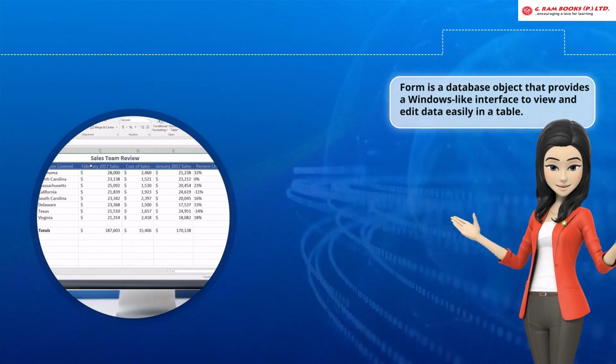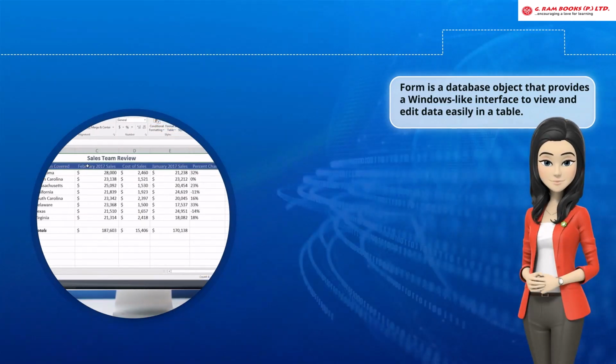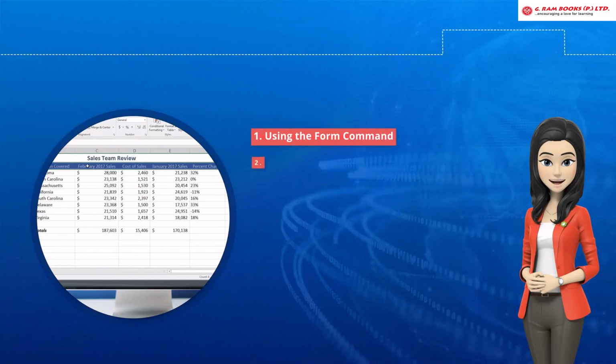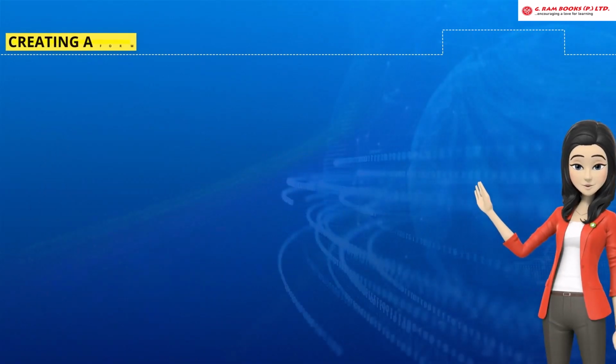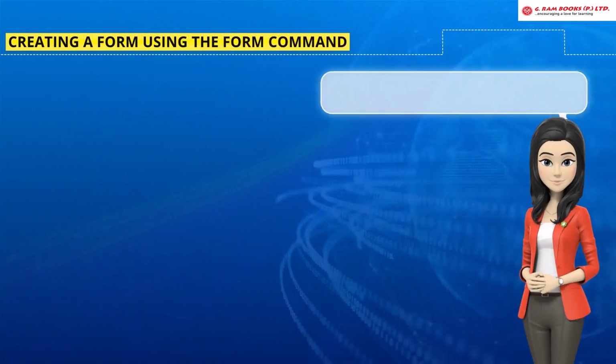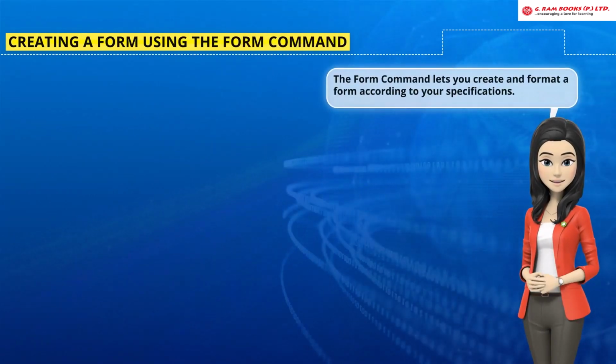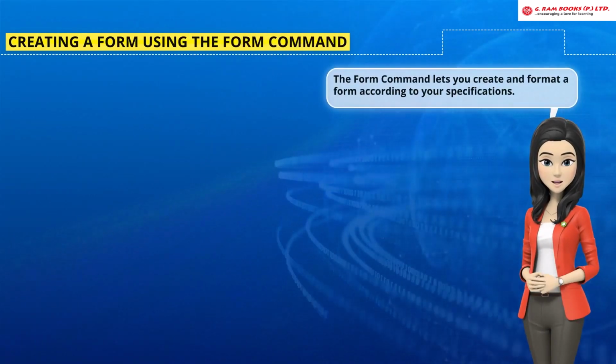Access provides 3 ways to create a form for a table: using the form command, using split form, and using the form wizard. Creating a form using the form command. The form command lets you create and format a form according to your specifications.